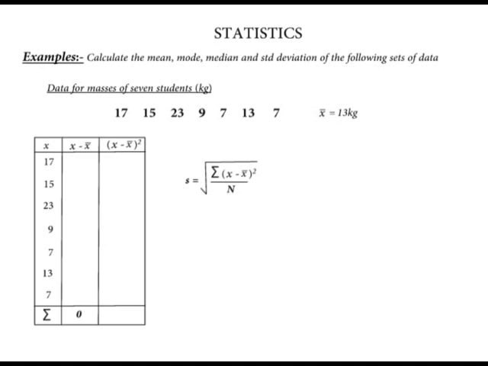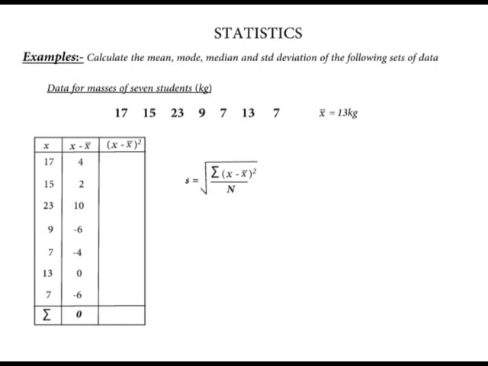The mean was 13. So 17 minus 13 is 4. 15 minus 13 is 2. 23 minus 13 is 10. 9 minus 13 is minus 6. 7 minus 13 is minus 4. 13 minus 13 is 0. And 7 minus 13 is minus 6.